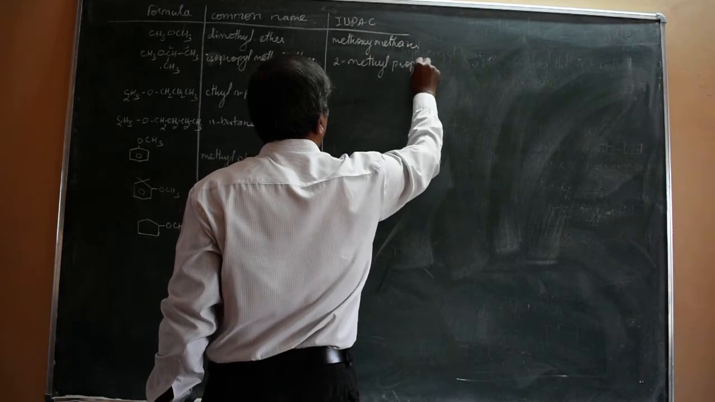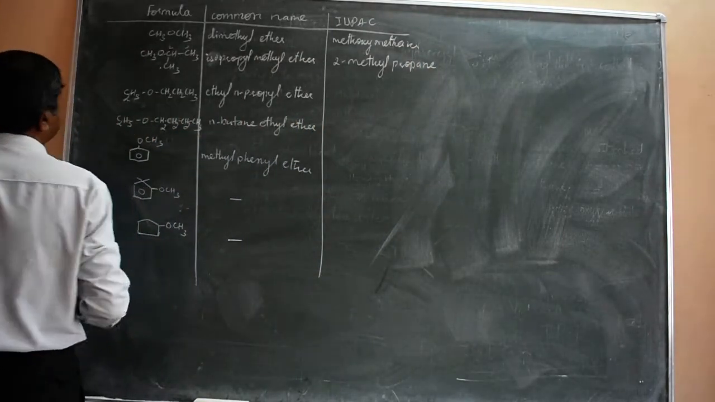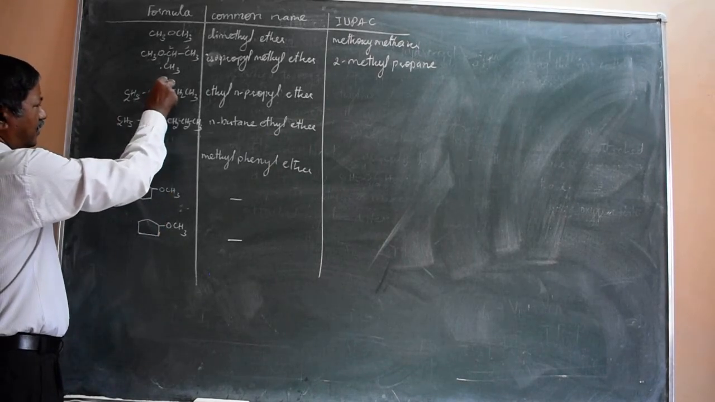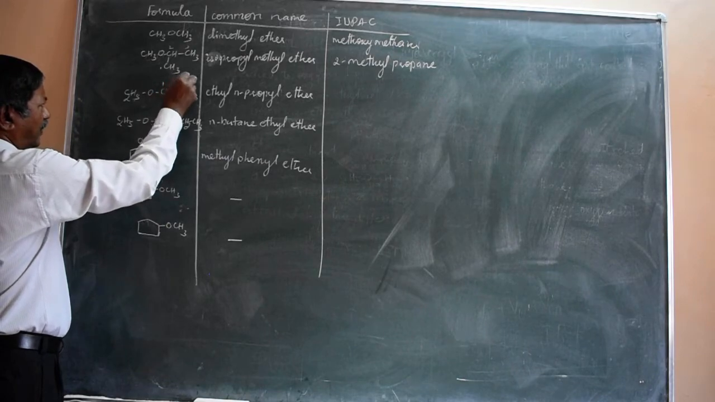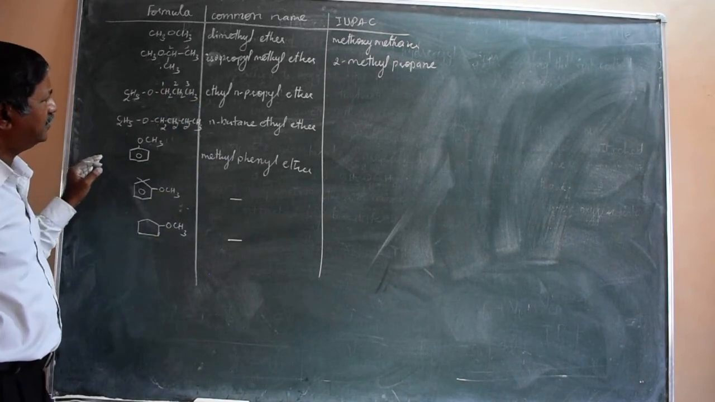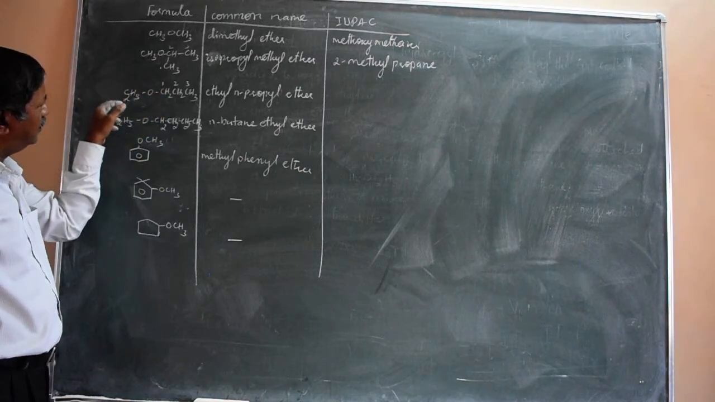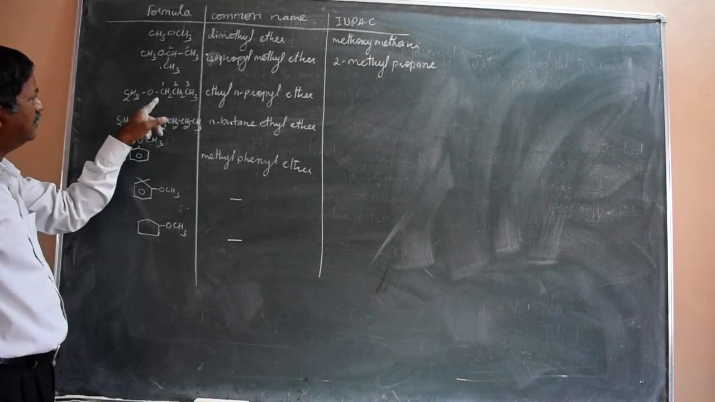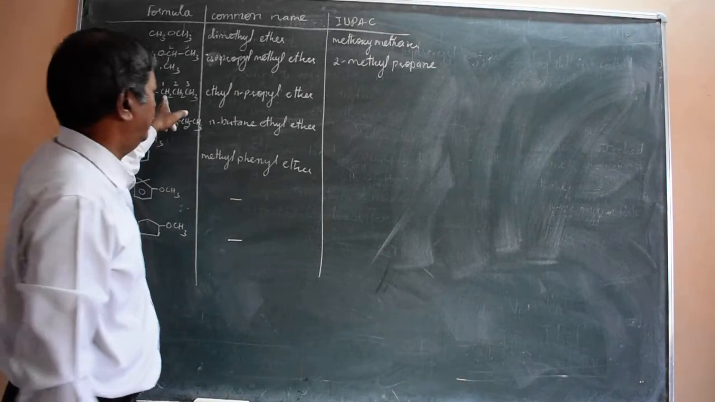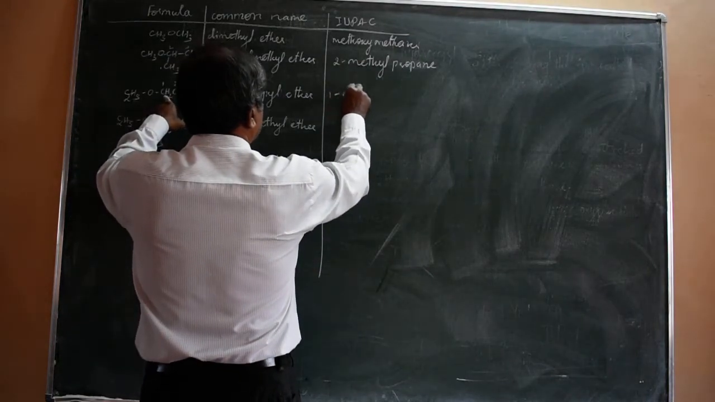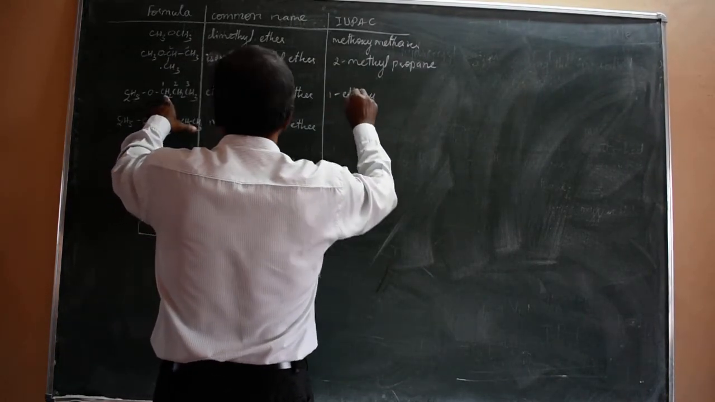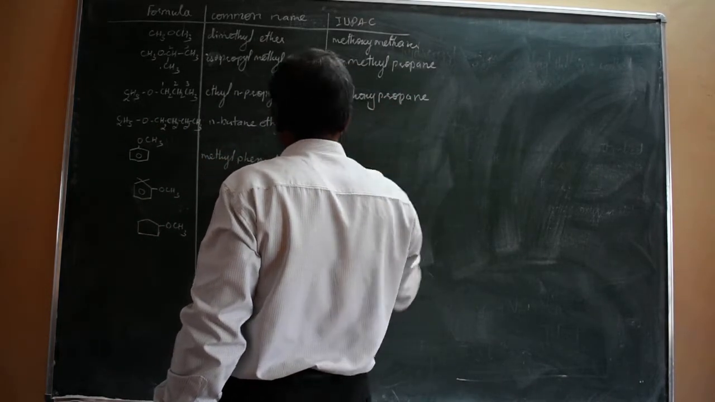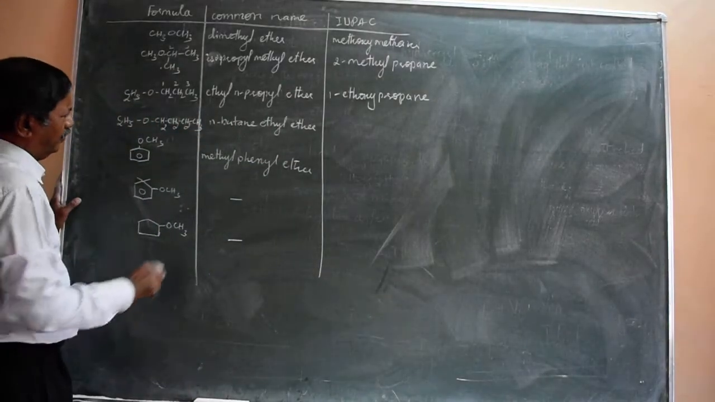Propane, on the second carbon we have OCH3, so it is 2-methoxy. Well, this one is, again you have to name the number of the carbon because if we have 3 or more carbon atoms, we must number it. It is ethoxy, then propane. On which carbon we have ethoxy? On carbon number 1. The name of this compound is 1-ethoxypropane.